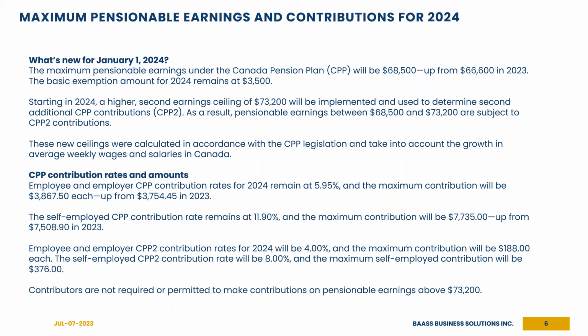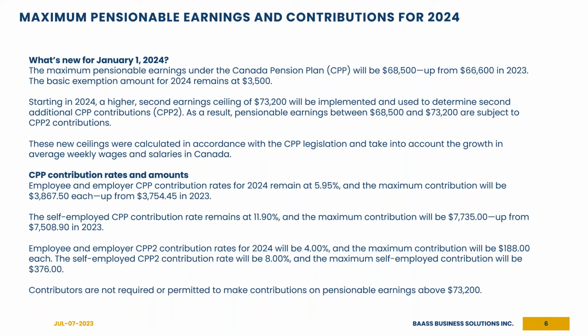Starting in 2024, a higher second pensionable earnings ceiling of $73,200 will be implemented and used to determine the second CPP contribution, which we'll refer to as CPP2. As a result, pensionable earnings between $68,500 and $73,200 are subject to CPP2 contributions. Below that, you have what the amounts will reflect if you do max out on the CPP.